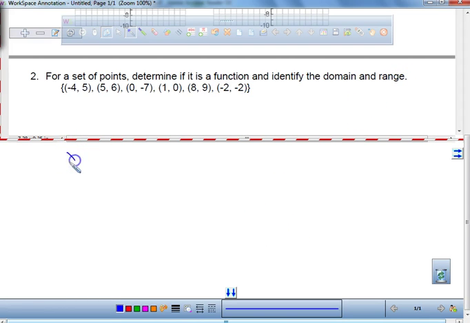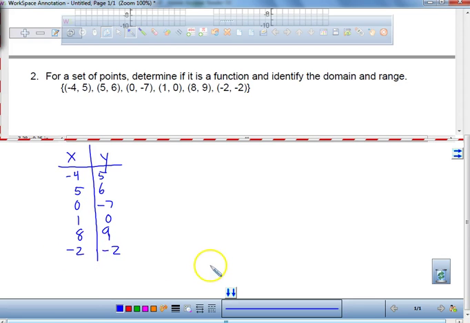Alright, let's go and make a table, everybody. Sometimes it's easier to identify stuff when you make a table. So right now, this ordered pair is what? -4 and 5. So it's going to put -4 and a 5. We have 5 and a 6, 0 and a -7, 1 and a 0, 8 and a 9, and we have -2 and a -2.